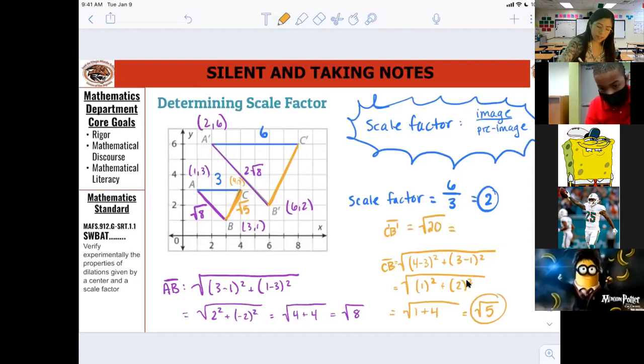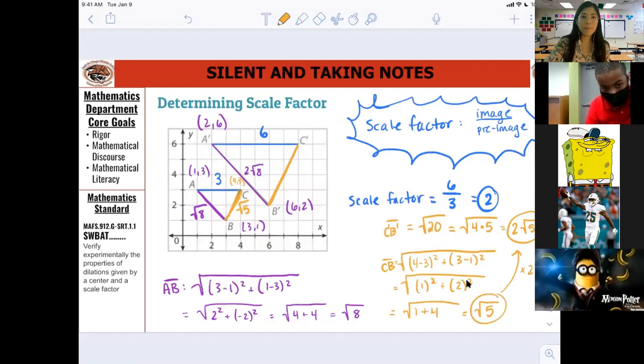The square root of 20 is the same as 4 times 5, right? 4 times 5 equals 20. Well, what's the square root of 4? 2. So this is 2 times the square root of 5. Which, remember, what's our scale factor? Our scale factor is 2. So that's how we get the answer, okay?